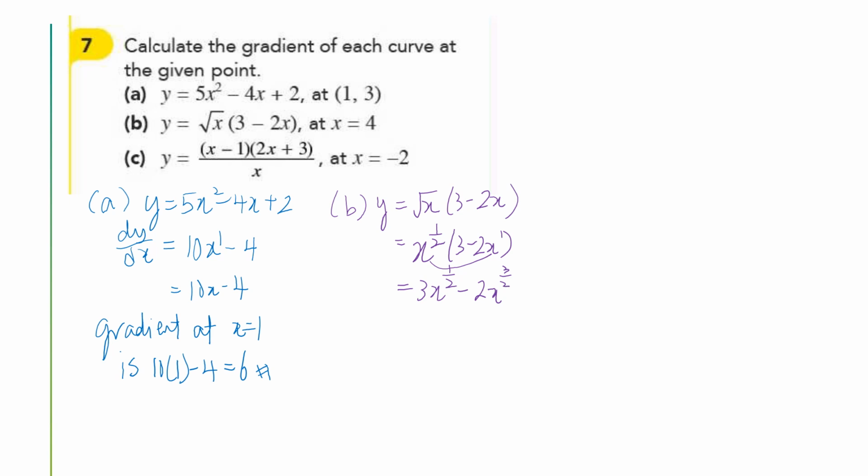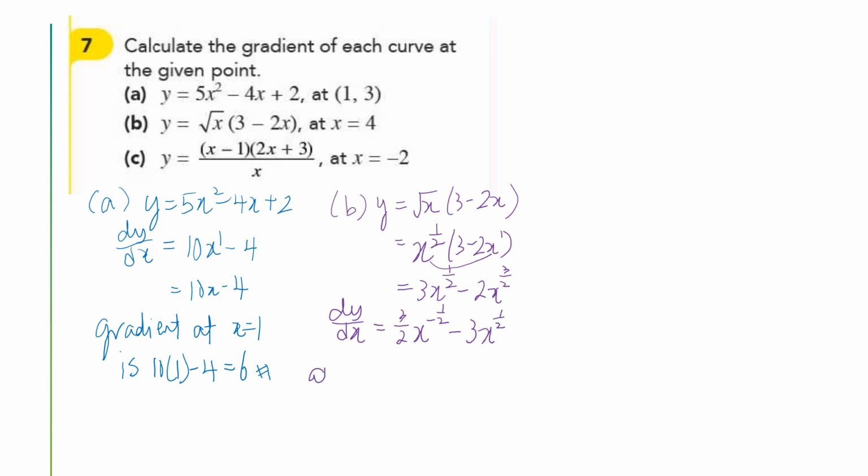Alright, so let's find the derivative, which is your dy over dx. Okay, so we ignore the 3, bring the power down, half. So 3 times half is 3 over 2. Half minus 1 is negative half. Alright, bring 3 over 2 times negative 2, that will give you negative 3. Then 3 over 2 minus 1 will give you half.